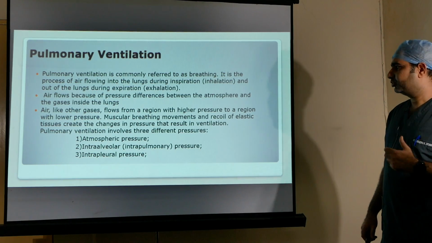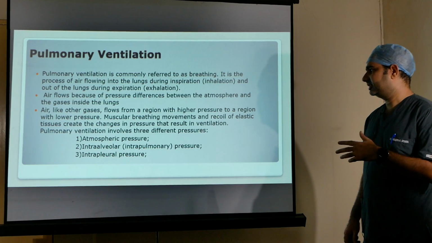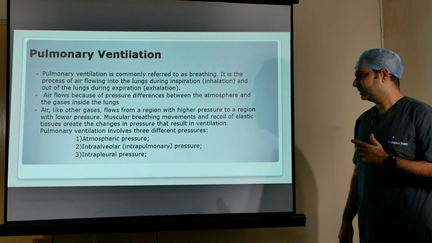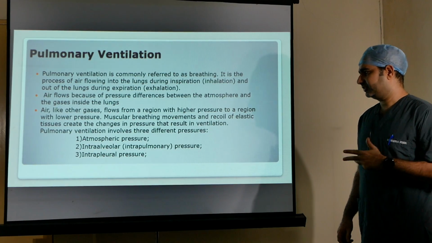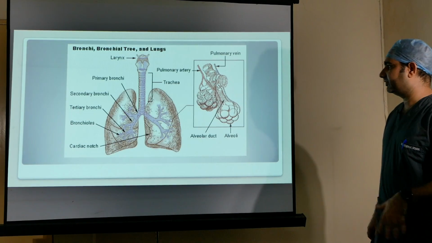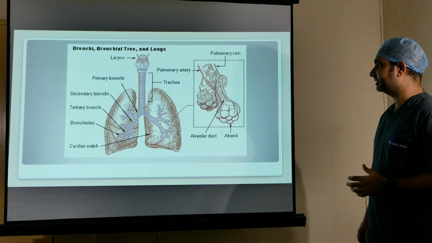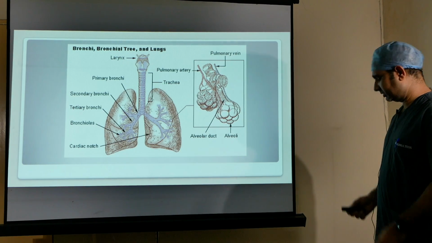The muscular breathing movements and recoil of the elastic tissue create the changes in pressure that result in ventilation. Pulmonary ventilation involves three different pressures. First, atmospheric pressure, second is the intra-alveolar pressure, and third one is the intrapleural pressure. This is a diagram of the anatomy of the respiratory tree or respiratory system, which starts from the larynx and goes up to the alveoli.